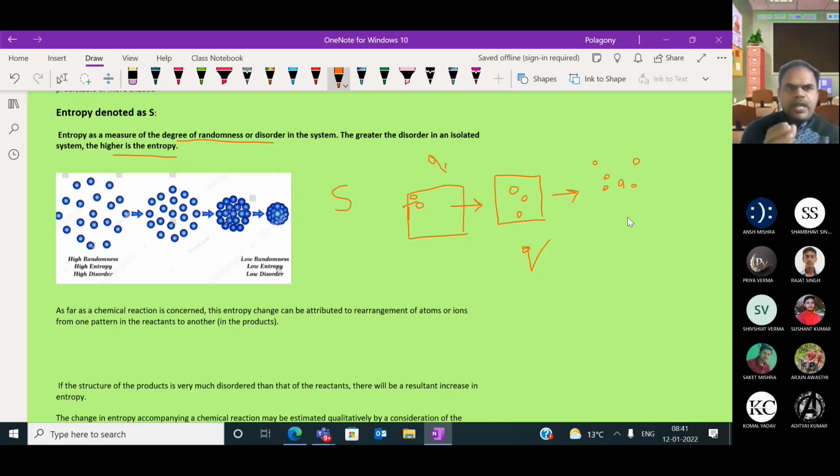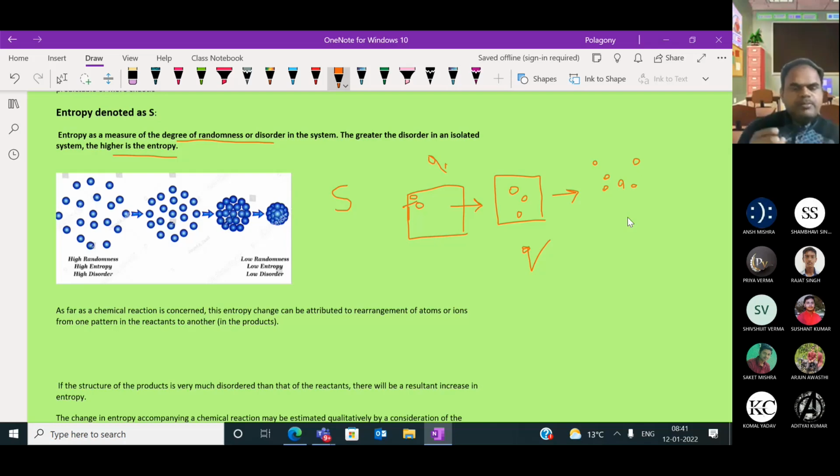So here I would like to add one more thermodynamic property, one more state function, which is entropy. Entropy is a measure of the degree of randomness of a system, and the greater the disorder in an isolated system, the higher the entropy.